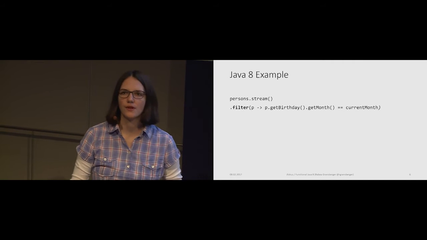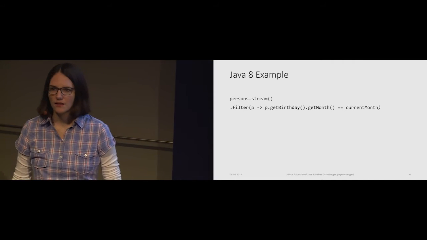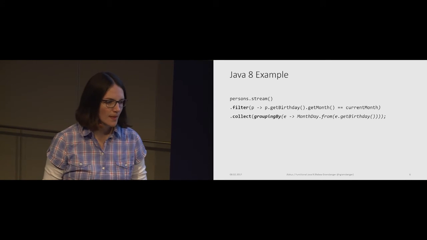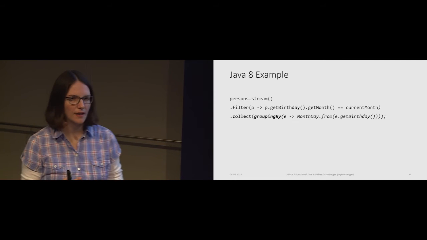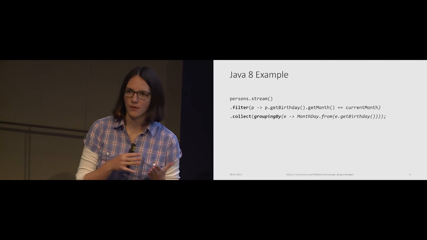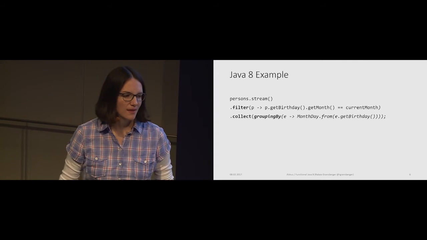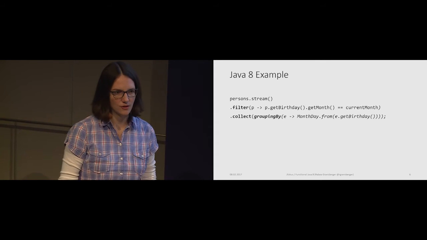And so we filter them first for all of them which have a birthday. We get the months of the birthday, and we just want those which have a birthday in this month. And then we can group them by the same day. So we just want the month and the day, because the year might be different for the birthdays. So we get the month and the day, and we group them. So collect is a terminal operation.